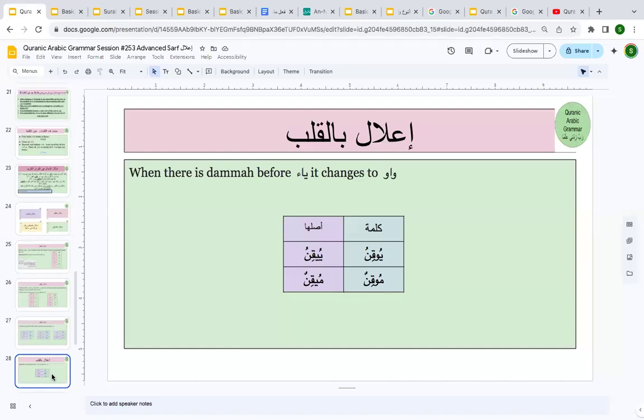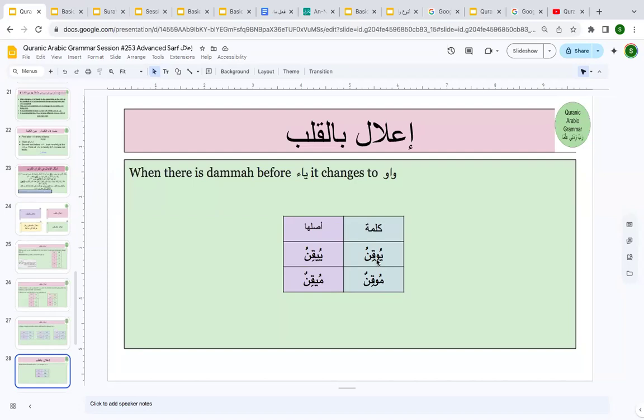The last case, we have already covered it under Ibdal, because remember, Ibdal is a big umbrella which is going to cover it all. But now, since we are going to learn our advanced sarf, here we are going to see the changes that our weak letters undergo. Now, in this case, we have already seen how when there is a dhamma before ya, it changes to waw. So ya, qaf, noon are the root letters for yuqinu. Originally, it should be yuyqinu, right? There should be a ya. The root letter was ya, but it got changed into waw. Why so? Because the letter before it was carrying a dhamma.